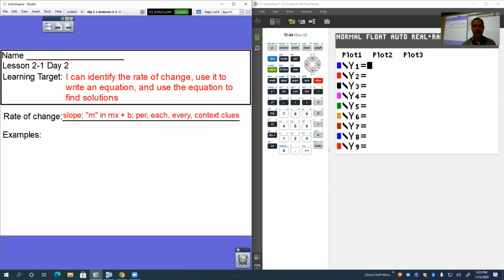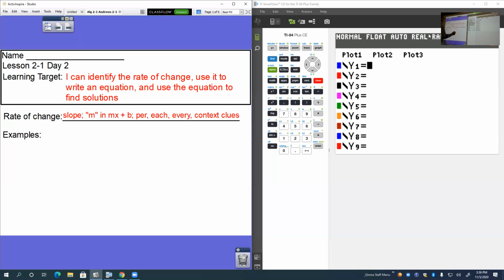First of all, your rate of change is your slope. When we write the generic form of the equation of the line, it is y equals mx plus b. That m is your slope. It's the number that goes in front of your x. We can also recognize rate of change in word problems with the word per, each, every, or some other context clues. Some examples of rates of change might be the following.